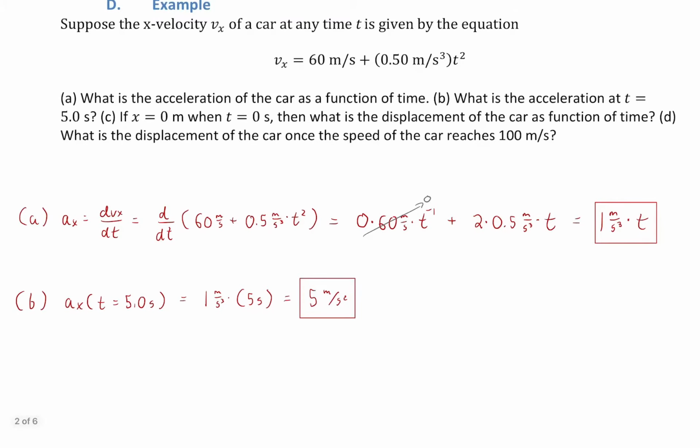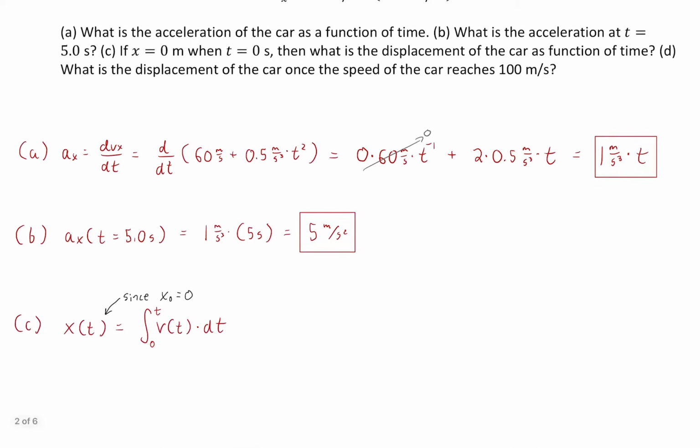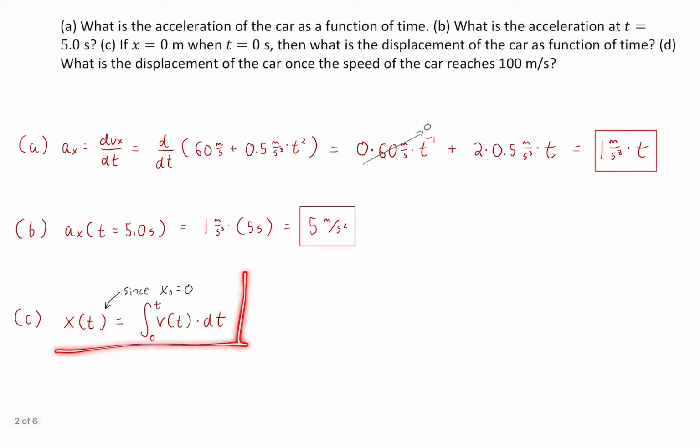Okay, in part C, now we're going to go the other way. We're going to go from velocity to position. And what I mean by the other way is we're going to take antiderivatives. So here we just have basically that relationship between displacement and velocity.